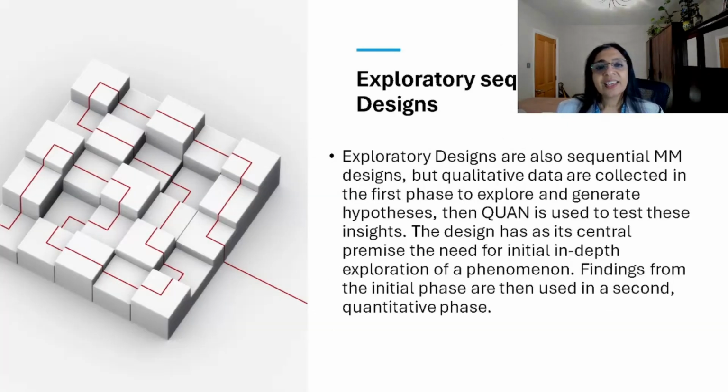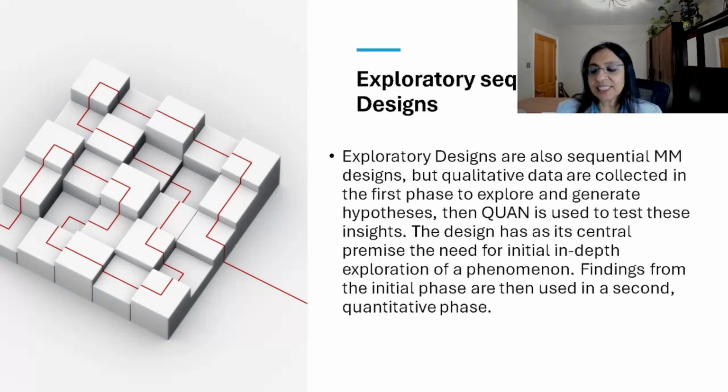So the third basic design is exploratory sequential designs. So when we need to explore, so exploratory and what type of data? Usually in exploration we use qualitative data. So exploratory designs are also sequential mixed method designs, but qualitative data are collected in the first phase to explore and generate hypotheses. Followed by quantitative data used to test these insights. The design has as its central premise the need for initial in-depth exploration of a phenomenon.